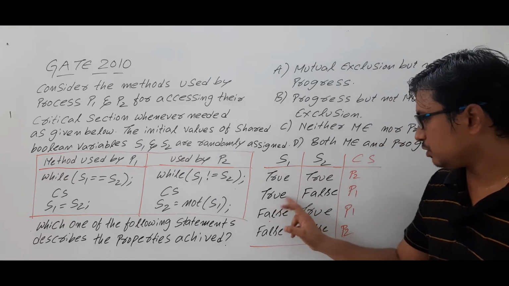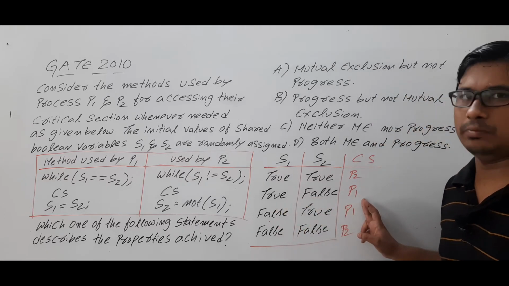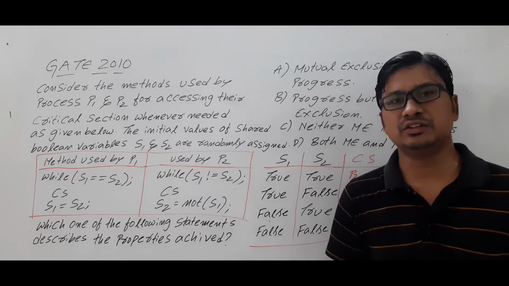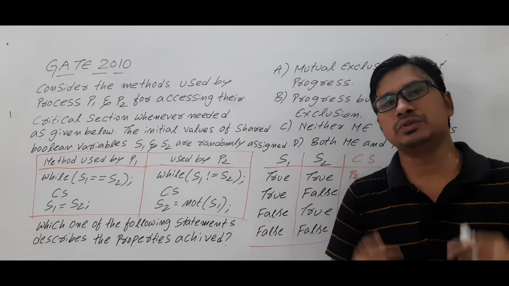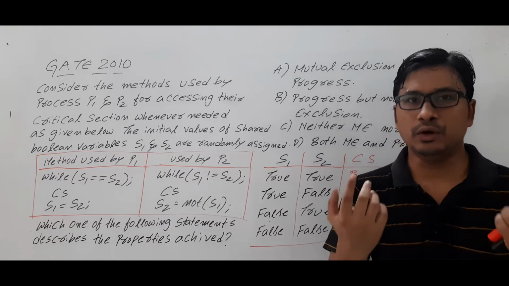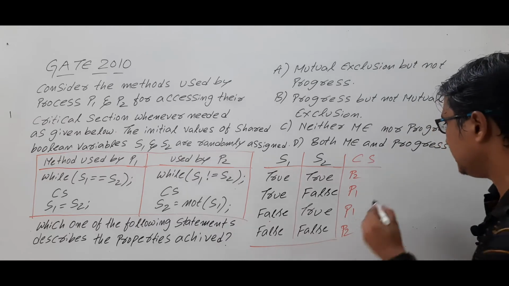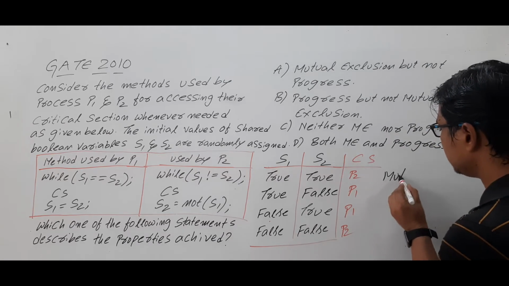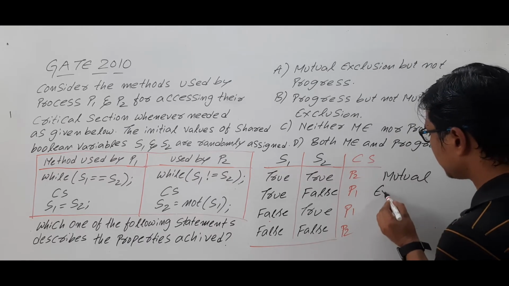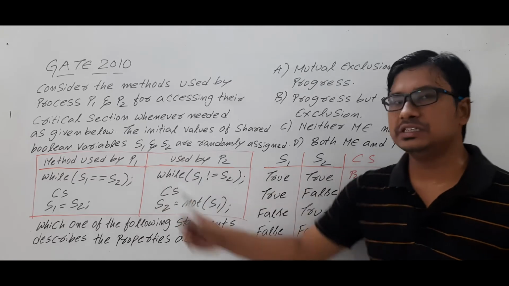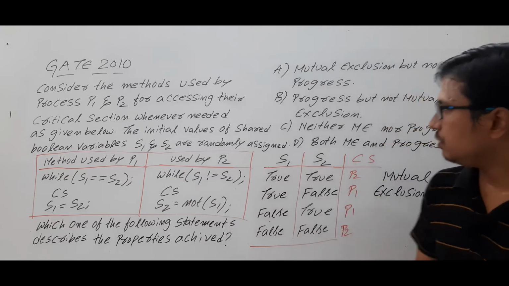Look at this example, true and false: only P1 is entering, P2 is not entering. So what I can say is, at any particular instant of time, only one process is entering into the critical section. Now what is the meaning of this? Mutual exclusion we have achieved. Is it clear? So I can say that process P1 and process P2 have achieved mutual exclusion by using these methods.